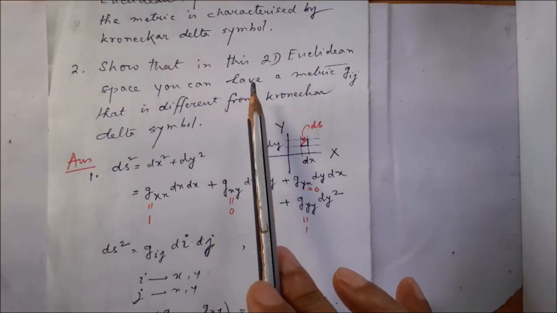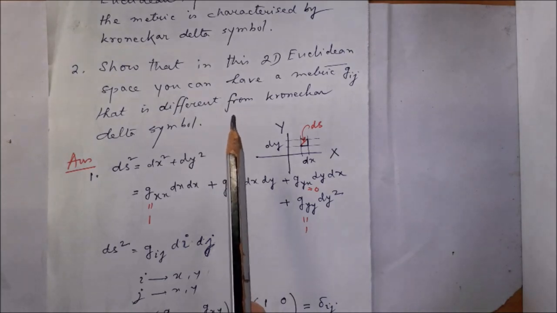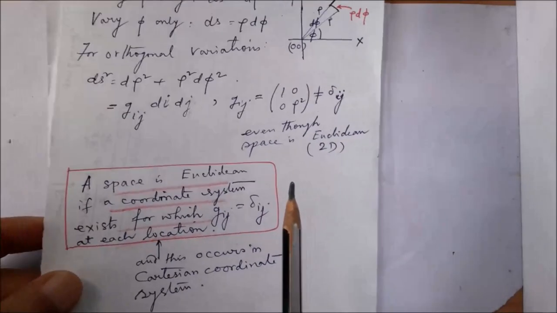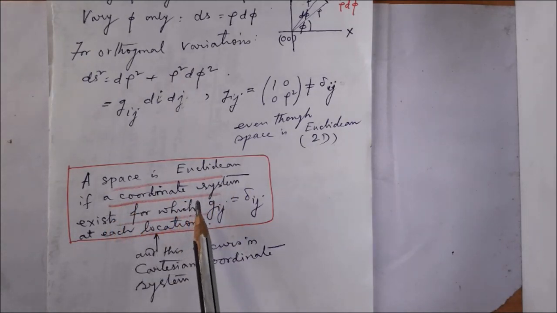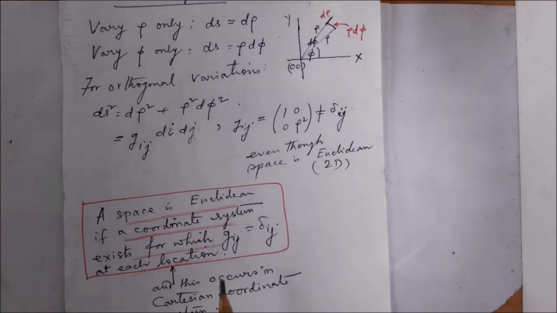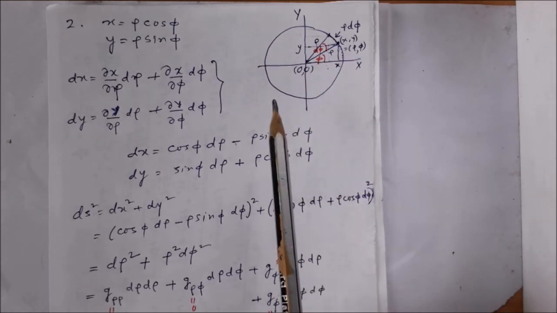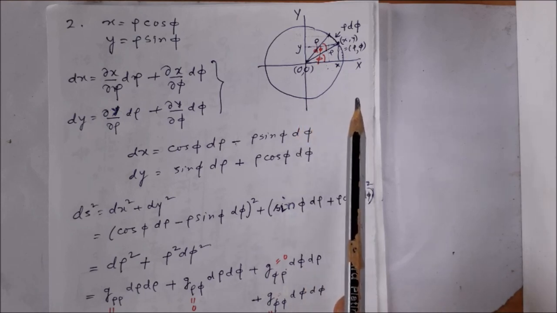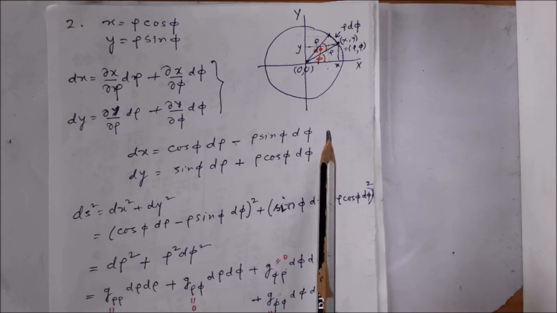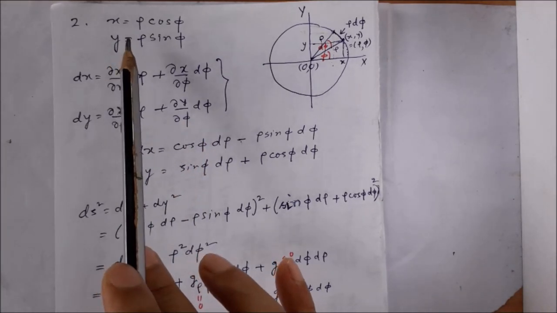The next problem is to show that in 2D Euclidean space, we can have a non-Euclidean metric if we consider curvilinear coordinates. Look at this definition. A space is Euclidean if a coordinate system exists for which the metric is Kronecker delta at each location, and this occurs for Cartesian coordinate system. But even in Euclidean space, if we consider a coordinate system involving a distance rho and an angle phi, then build the metric, it is non-Euclidean. So we can have a non-Euclidean metric in Euclidean space. Now let us do the problem. It is easy. Write down the transformation relation.